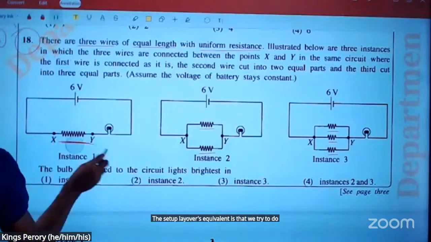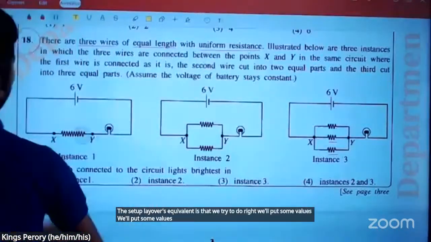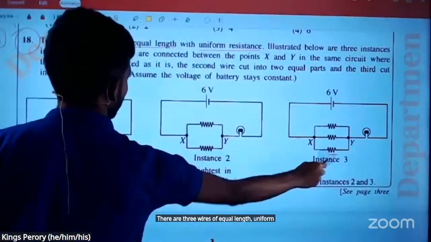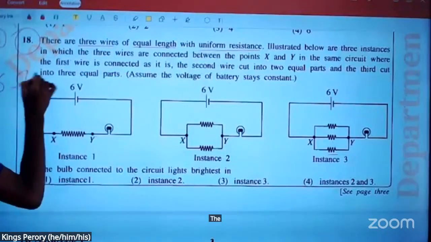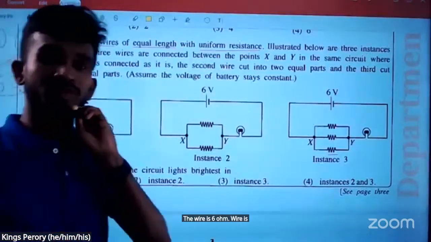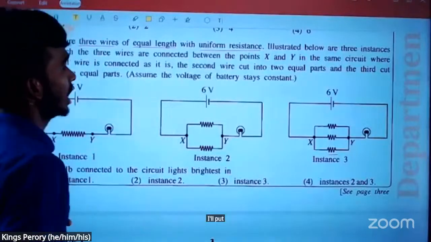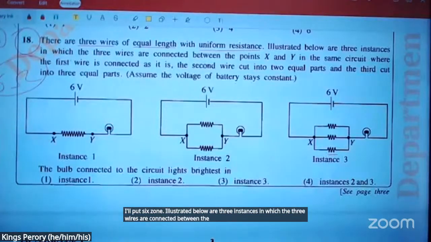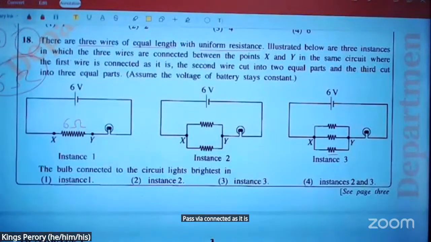Right, we'll put some values. What are they telling? There are three wires of equal length and uniform resistance. I'll take the wire as 6 ohm. Just imagine; if you don't like 6 ohm, you can take some other number. Illustrated below are three instances in which the three wires are connected between the points X and Y in the same circuit, where the first wire is connected as it is. First wire connected as it is. This is 6 ohm.